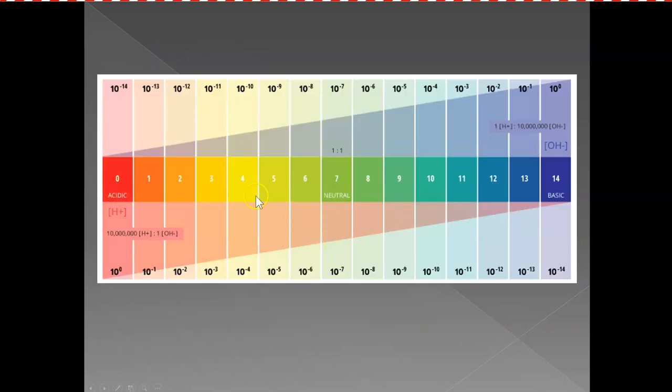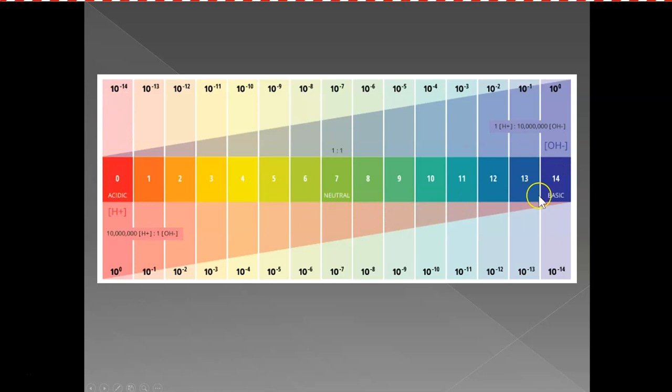So if we look here, for example, we can see that here is where it's neutral at 7. There's a 1-to-1 ratio of hydrogen to hydroxide. As we move down to a more acidic value, we see that there's 10 to the 0 of hydroxide ions, so almost none. Whereas we have 10 to the power of minus 14, meaning that there are massive amounts of hydrogen ions at this 0 level.